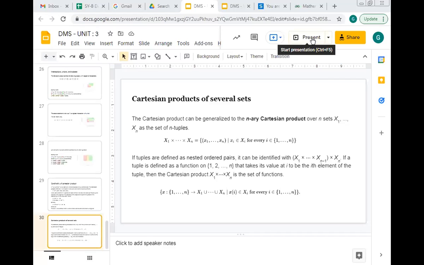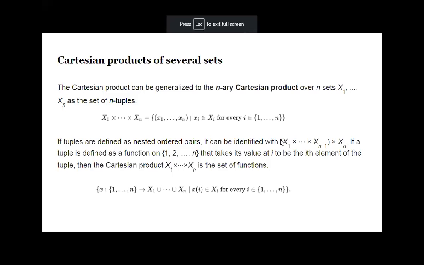Again see here, I'm telling the last point. It is simple, the Cartesian product that we are taking.